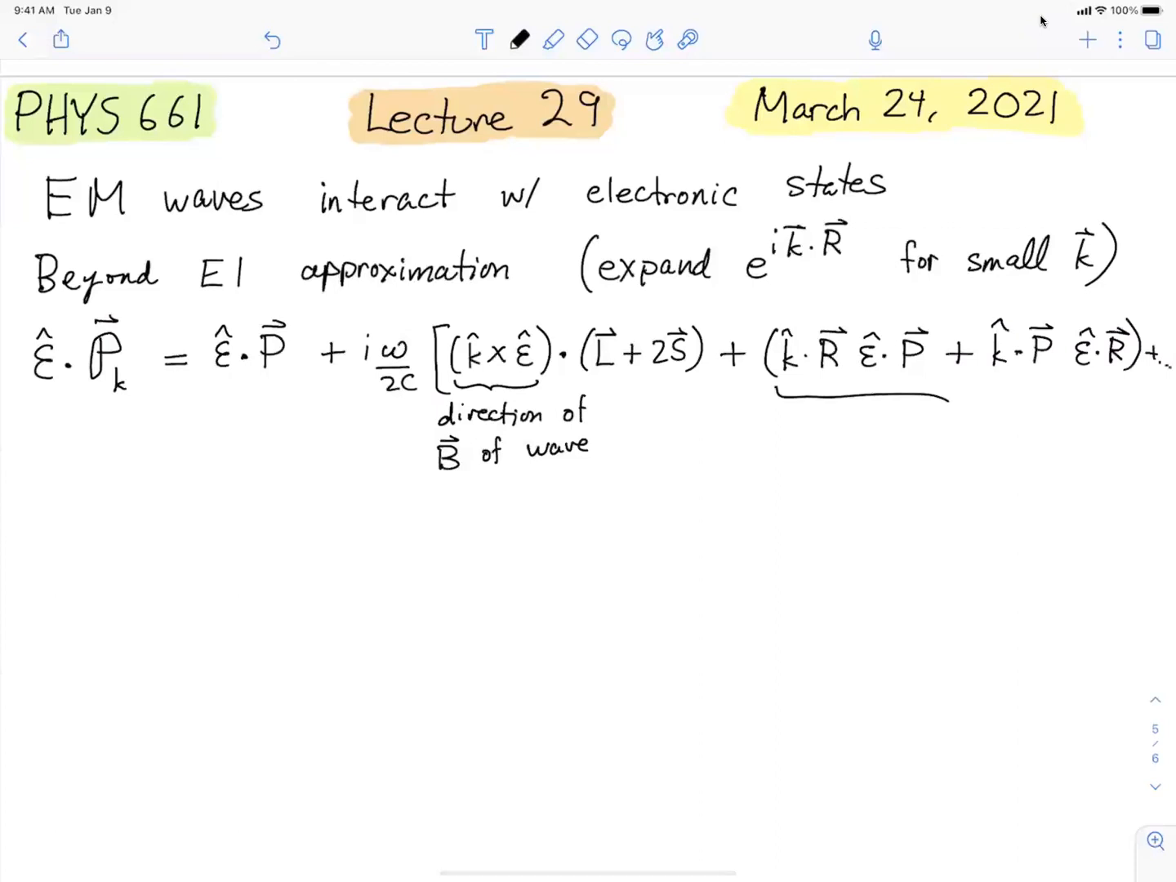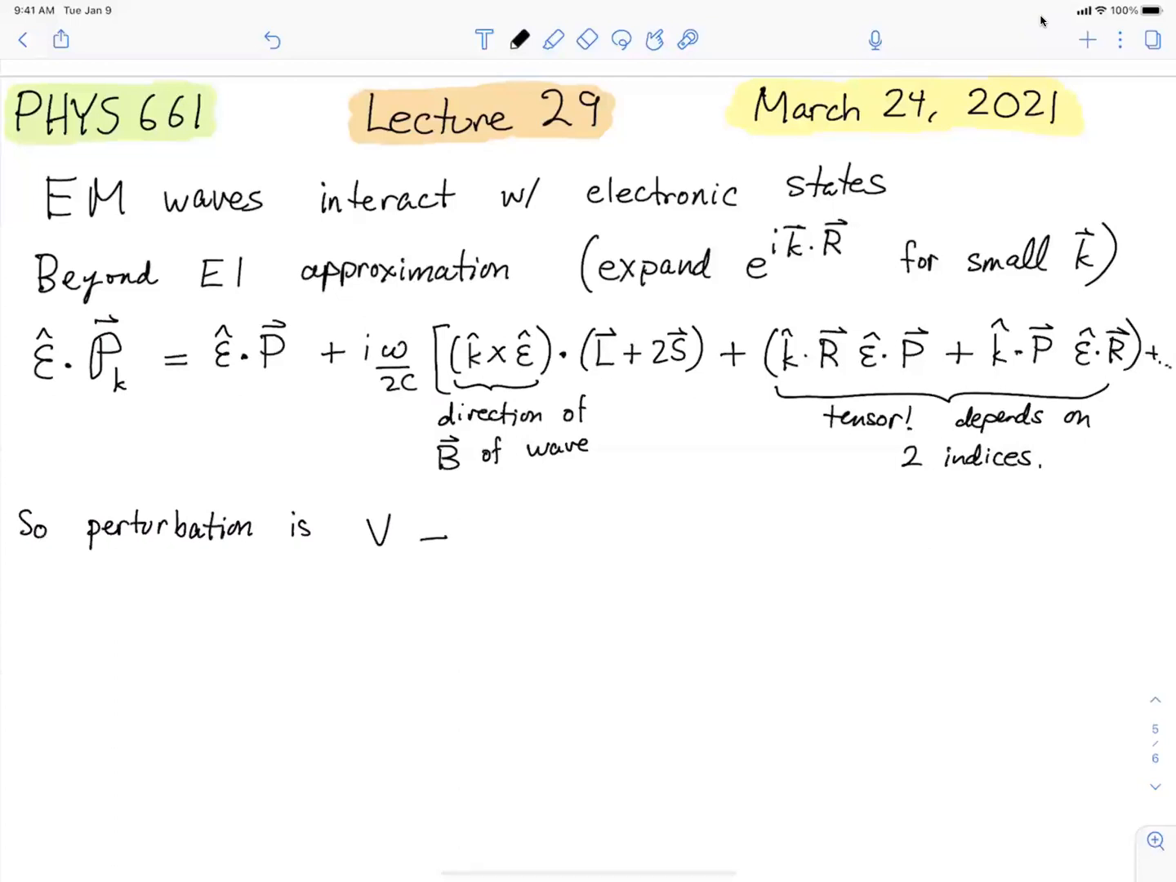And this is associated with a tensor, because it depends on two different indices: one index for the momentum and one index for the position. So the way we write this is our perturbation. When we did time-dependent perturbation theory, we broke down our operator into V times e to the i omega t and V dagger e to the minus i omega t.